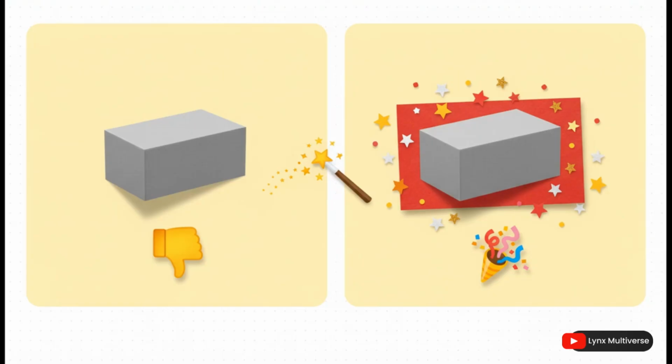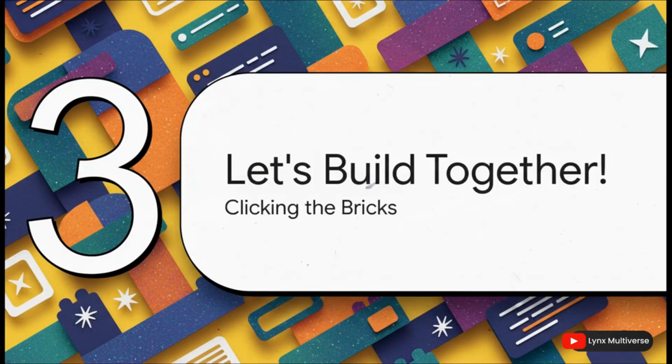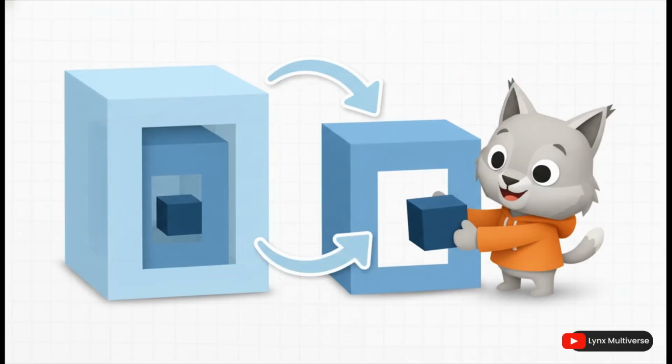And check this out. Here's our text before. Pretty standard, right? But then, bam, after magic. Just by adding this one little style attribute, we gave it a bright red background. How cool is that? It's a tiny change that makes a huge difference. Now that we know how to make one magic brick and even make it sparkle, what happens when we start clicking them together?